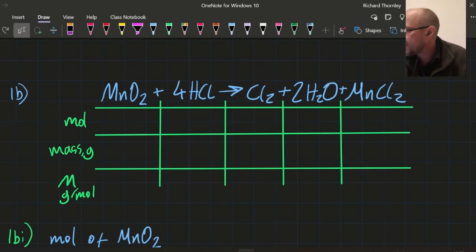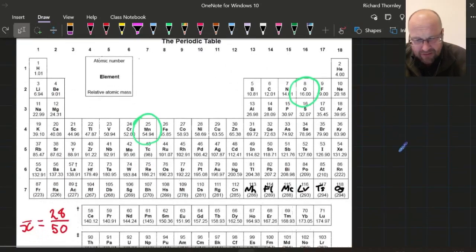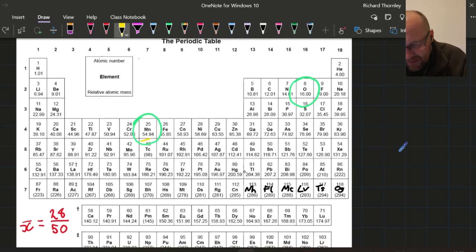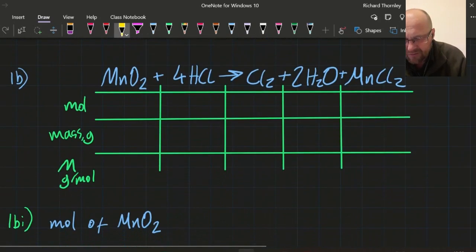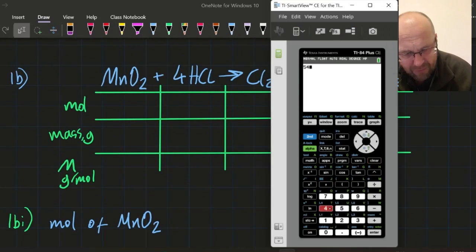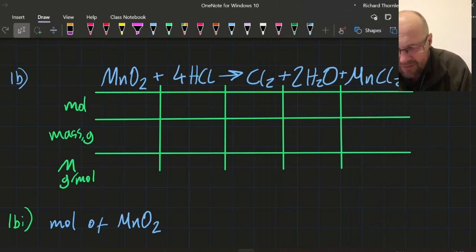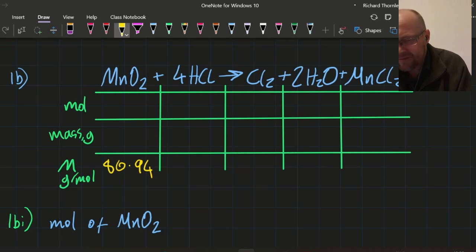All right, the moles of manganese 4 oxide. So I like to use the grid method. Manganese 4 oxide: got 54.94 and 16. So 54.94 plus 16 plus 16 is going to give me 86.94. And the mass is given to me, 2.67 grams.